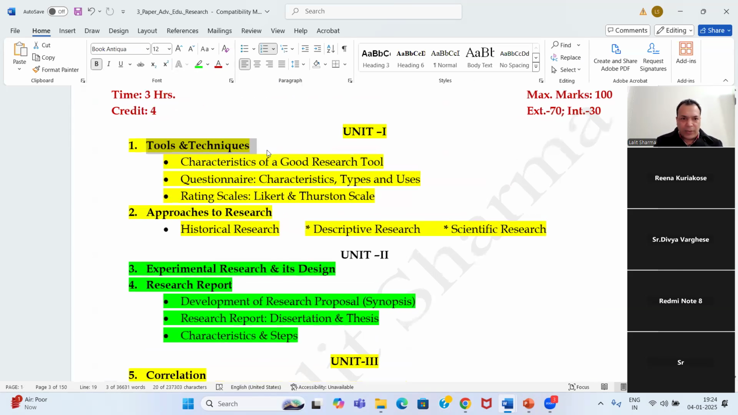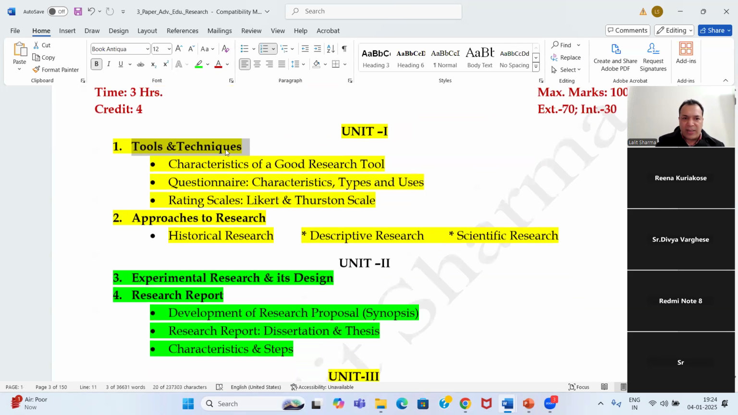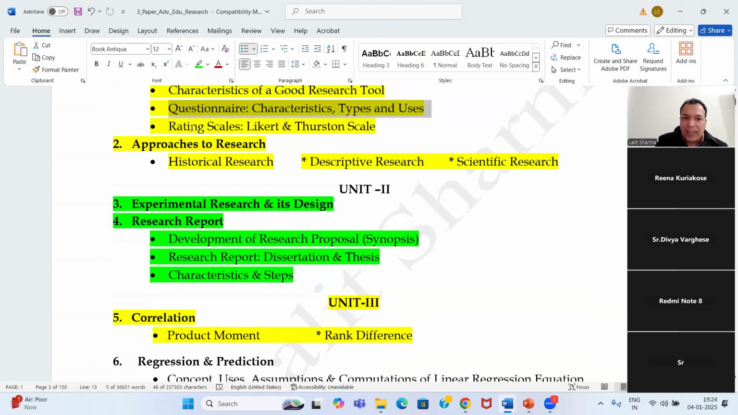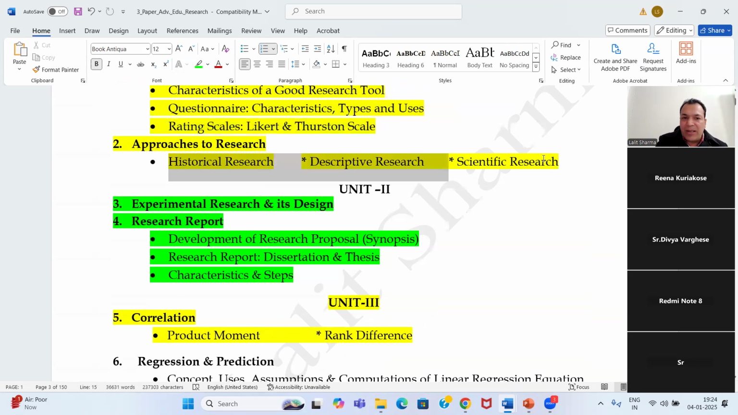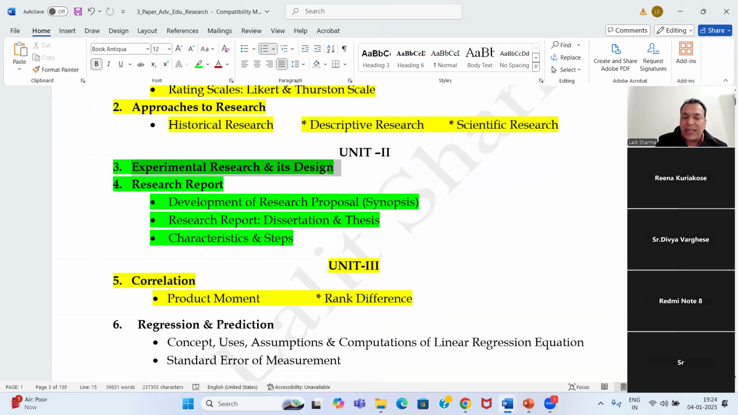Okay, let me zoom out a bit more. See, unit 1, we have discussed each and every point. Characteristics of a good research tool, we are done. Questionnaire we are done, types and uses we are done. Rating scales, Likert and Thurstone scale we are done. Historical, descriptive, scientific. Experimental research and design we are done. All the 3 designs we are done.